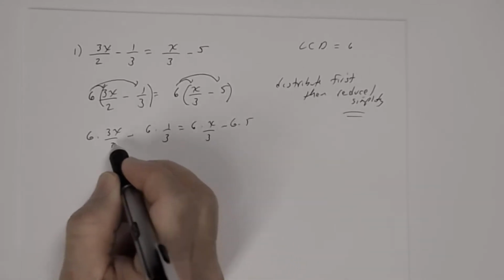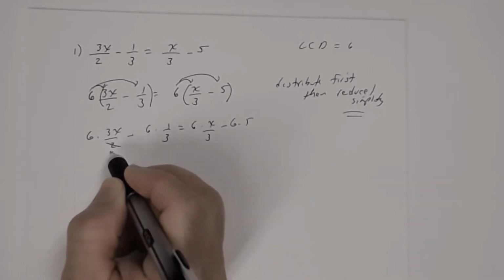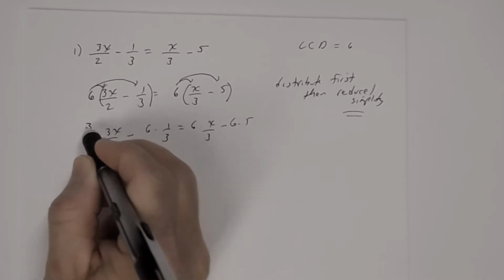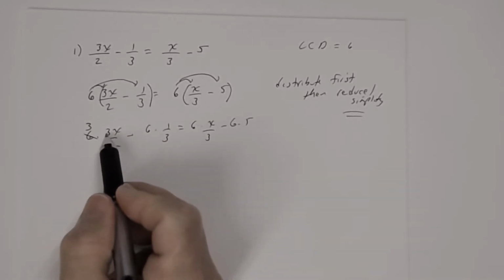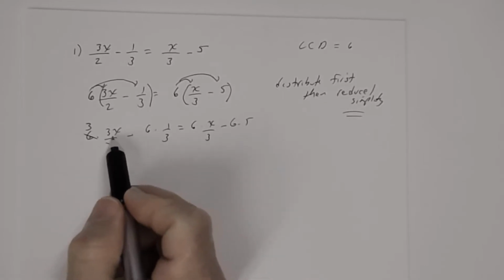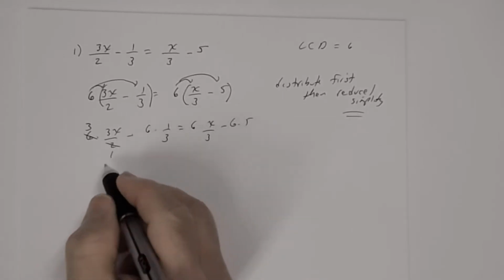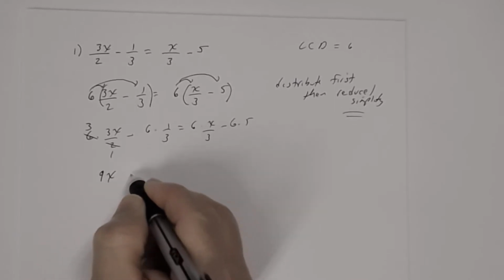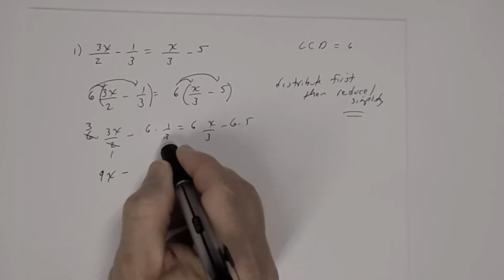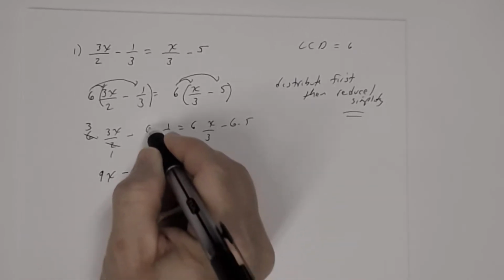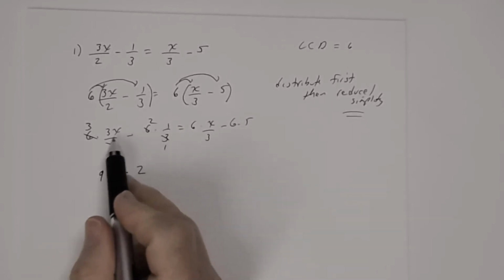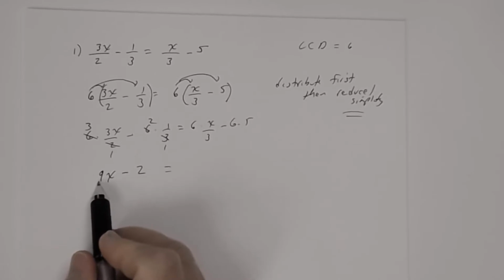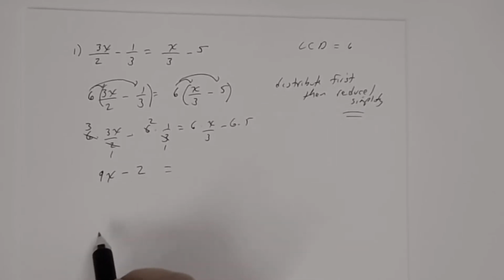Okay, so this is where you're going to say 2 into 2 is 1, 2 divided into 6 is 3. And then you're going to say 3. Now, y'all remember 3x divided by 1 is 3x. So 3 times 3x is 9x minus, okay, reduce here now. 3 into 3 is 1, 3 into 6 is 2. 2 times 1 is 2. So on the left side, I now have 9x minus 2.